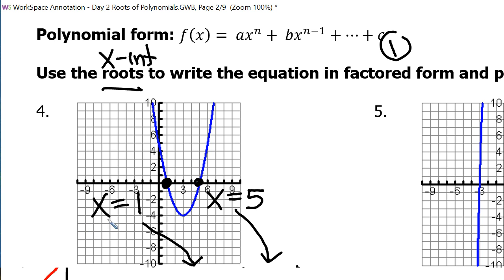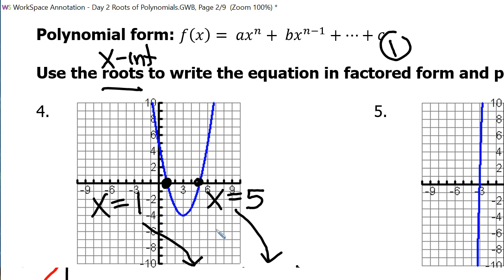x times x is x squared. This would give me a negative 5x. This would give me a negative 1x, which gives me negative 6x. And when I multiply the last term, negative 1 times negative 5 would be positive 5. So you have to have both answers. You have to have the factored form as well as the polynomial form.